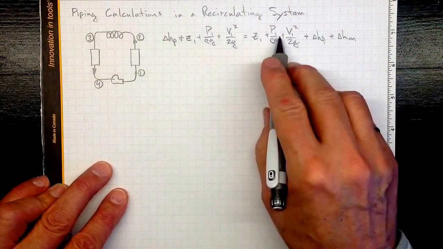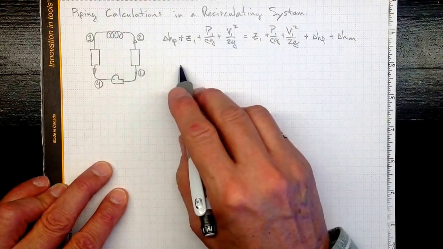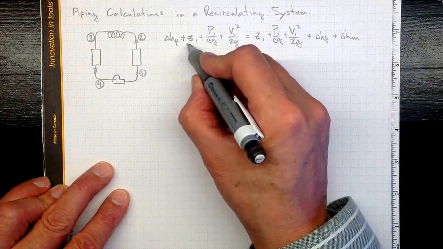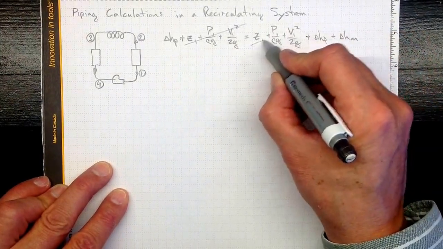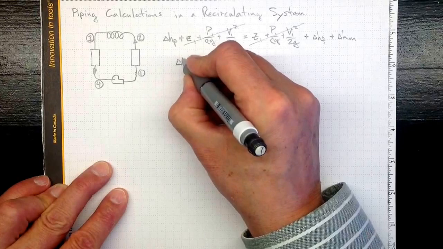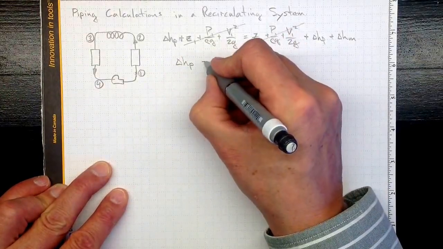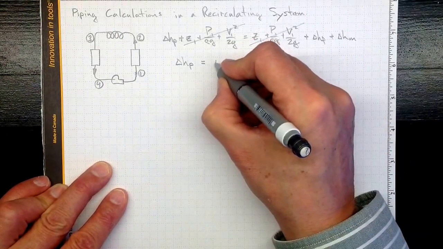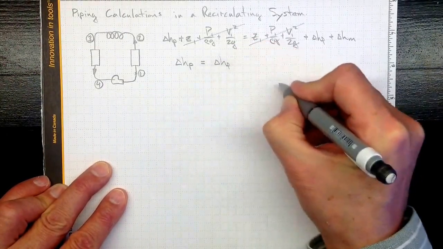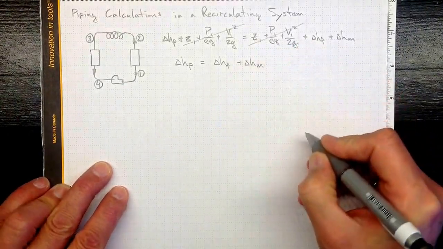Z1, P1, V1 squared are all the same at both locations, so that whole lot there and that whole lot there will cancel out. And we're left with just that the head rise provided by the pump must be equal to all of the head that was lost to friction and to minor losses along the way.